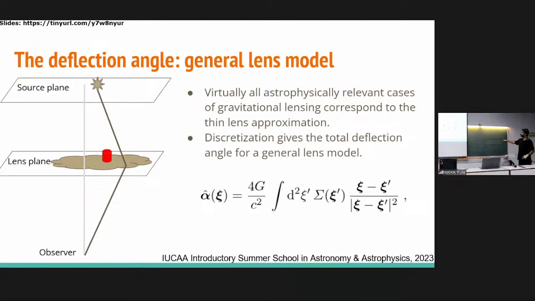Now this is due to a small mass element. If you want to calculate the total deflection angle, you have to do a vectorial summation, which means a vector integration in this case. And so you do an integration and get the total deflection. Okay, is that clear? So simple mathematics: you started from the simple equation for the deflection for a point mass, and now you're generalizing it to a mass distribution.